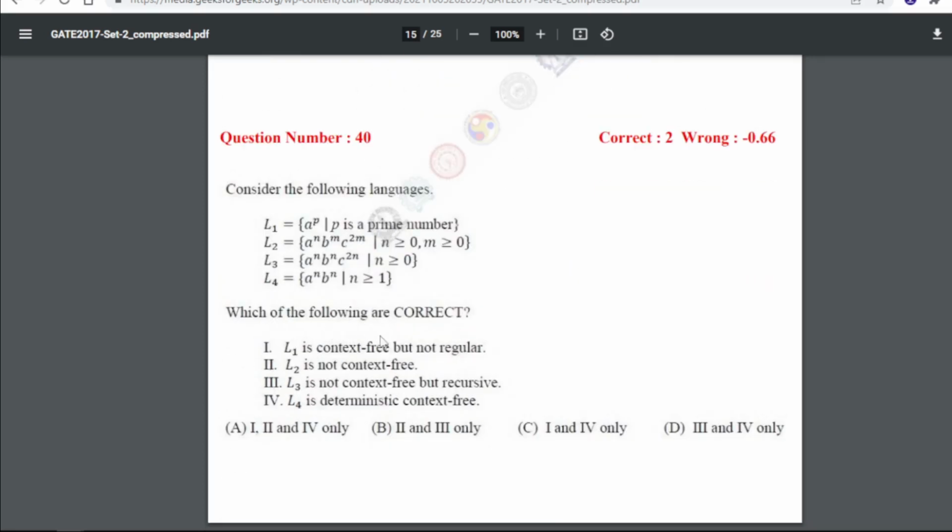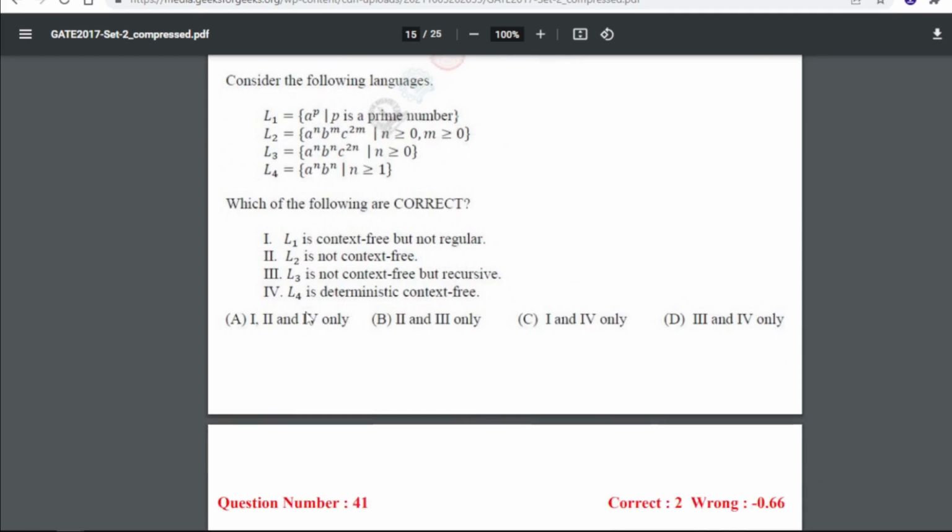Which of the following are correct regarding this? So for 40, our answer is D, that is only 3 and 4. L3 is not context free but recursive, alright, and L4 is deterministic context free. So L3 and L4 are true here.